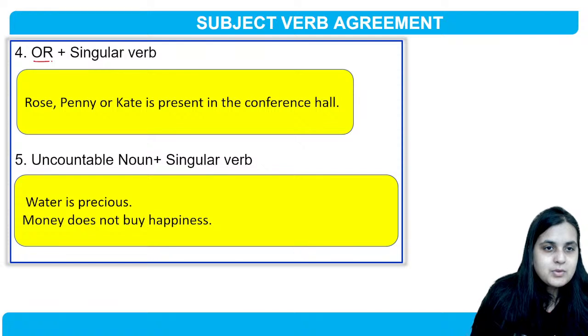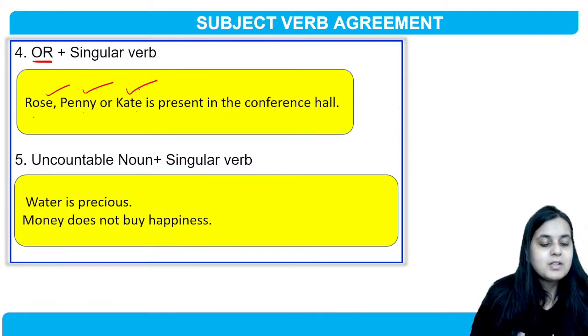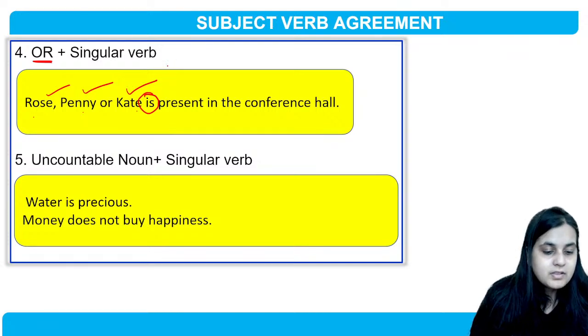Next one, fourth one. When you use 'or': Rose, Penny or Kate. Rose, Penny or Kate means not all the three, any one of the three. So 'is present in the conference hall'. 'Or' takes a singular verb. Okay, got it guys? Got it?